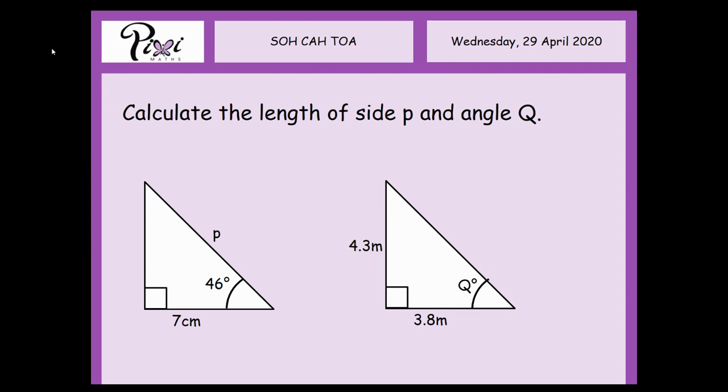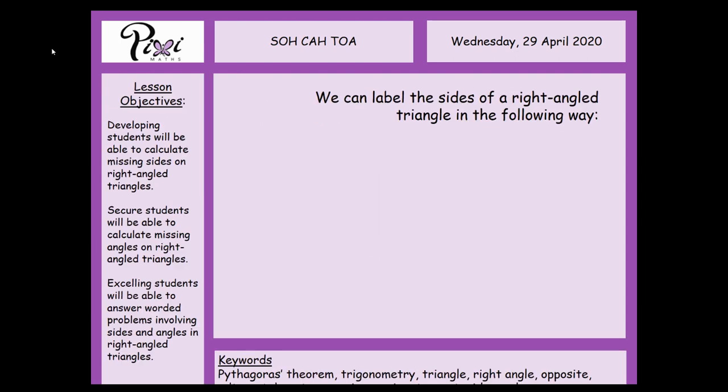Okay, right. So we'll come back to these two questions in a second. We'll just have a quick recap so that you can remember how to label a right angled triangle in terms of SOH CAH TOA the correct way. For any right angled triangle, we can use SOH CAH TOA, but it only works with right angled triangles. So just be mindful of that one.